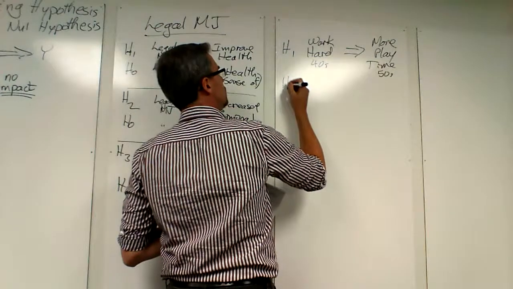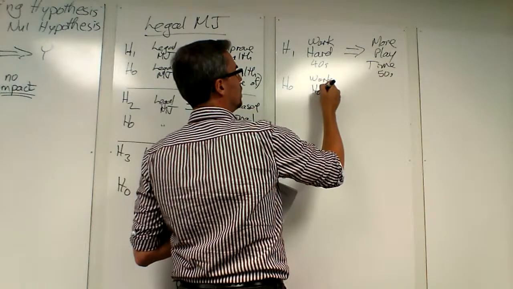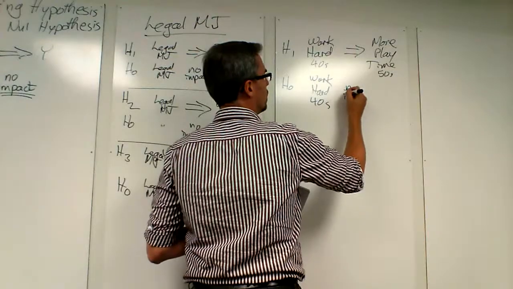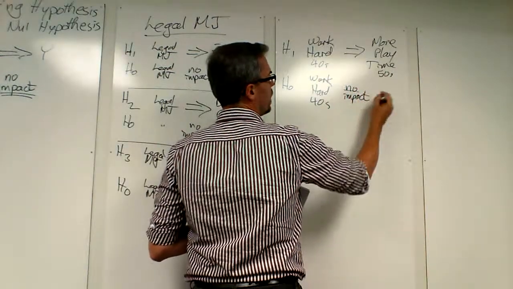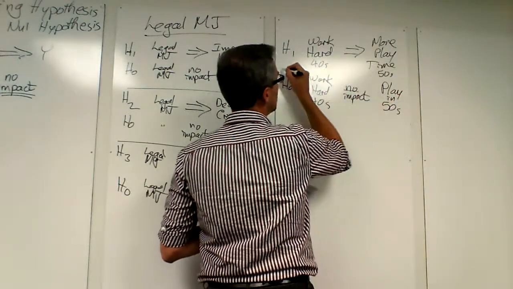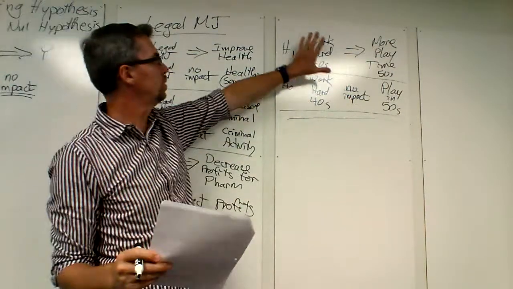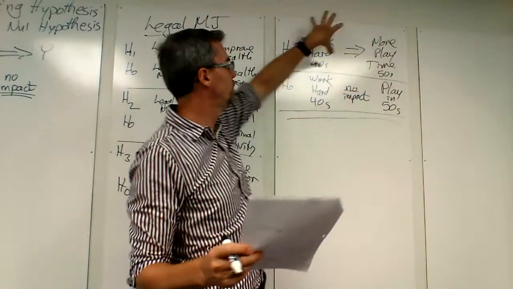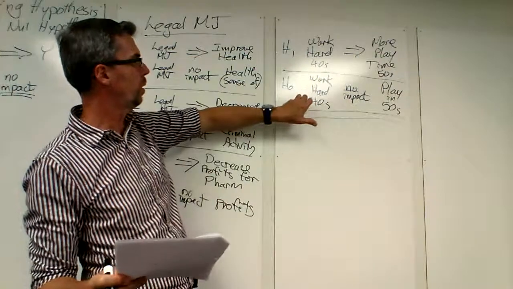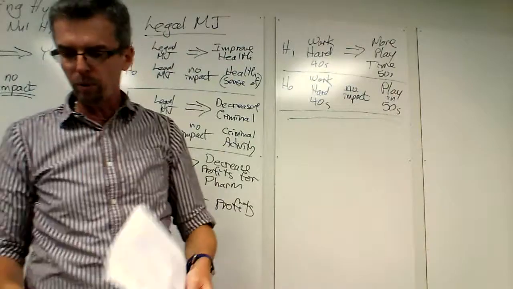So the H0 null hypothesis is that if you work hard in your 40s, there will be no impact on how much you play in your 50s. Okay? So that's a simple way to look at this, is to say, okay, this is my hypothesis. If you do this, it will result in this. And all you have to do to restate that as a null hypothesis is, if you do this, there will be no impact on the same thing. So hopefully that'll help you write a better hypothesis.